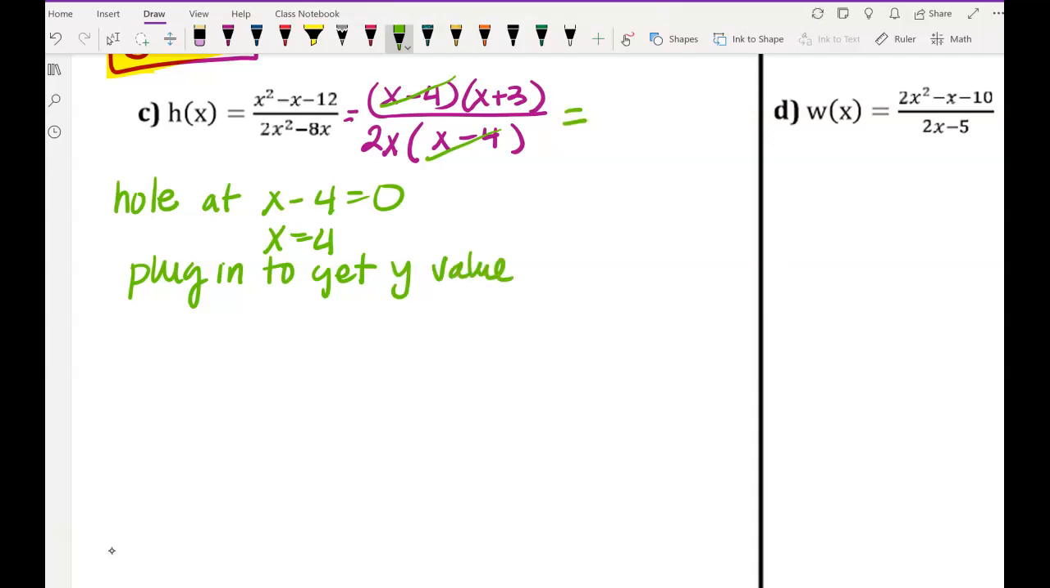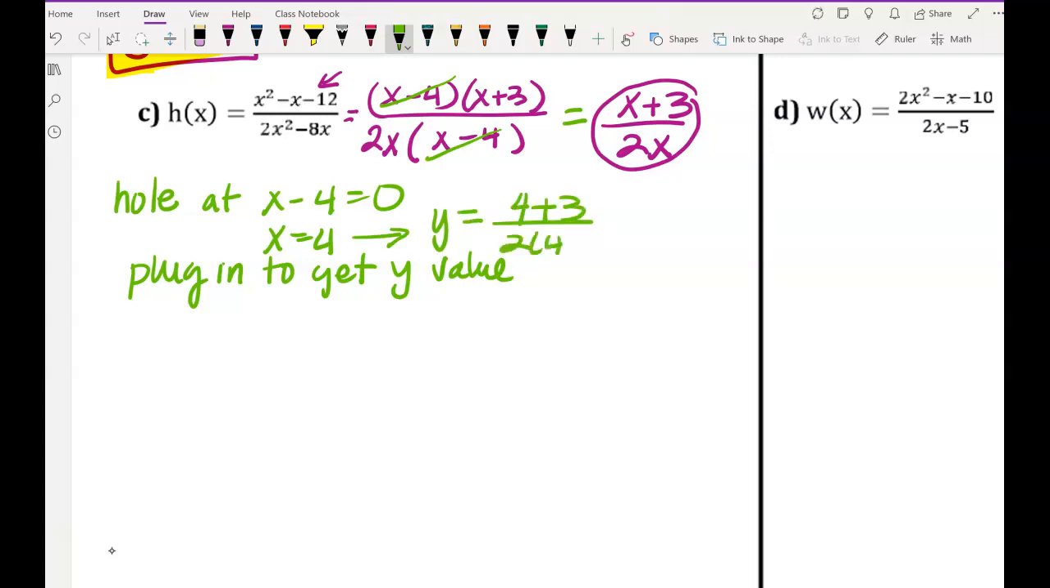So reducing it, that's going to give me x plus 3 on the top over 2x on the bottom. So here's our final reduced answer. So you can plug it in here because it's easier than the original. All right, let's plug it in. We have x equals 4. Plugging it in means y equals 4 plus 3 divided by 2 times 4. So that's going to be 7 over 8.